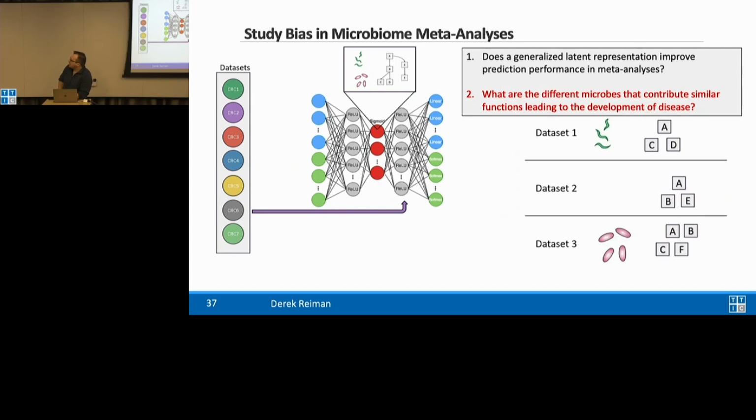So this actually allows us to answer 2 very important questions. One is we can now look at does this generalized latent representation, which hopefully captures some sort of functional structure, produce or improve some sort of prediction performance in a meta-analysis study. And then two, which is a very interesting question and would be very cool if we could answer, is what are the different microbes across different data sets which are doing the same thing related to disease?